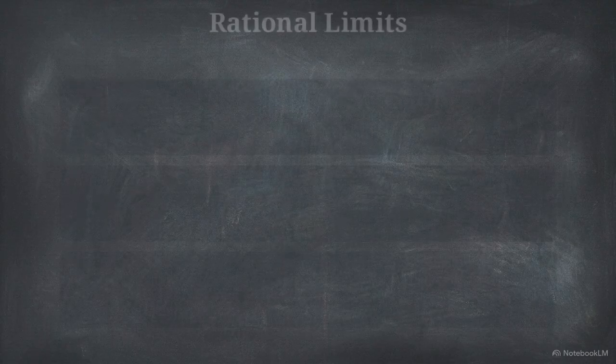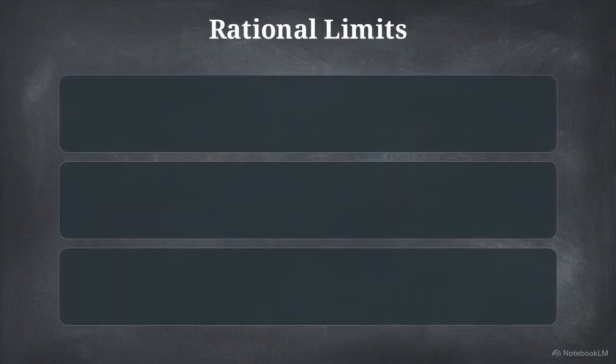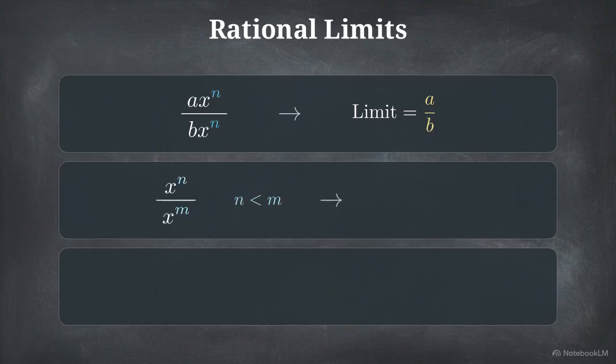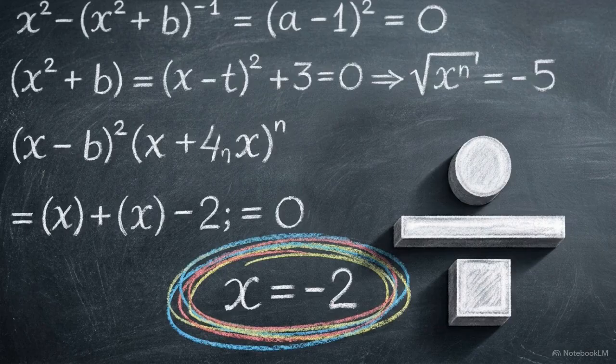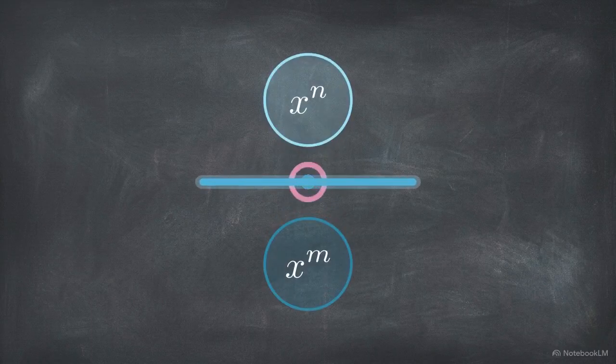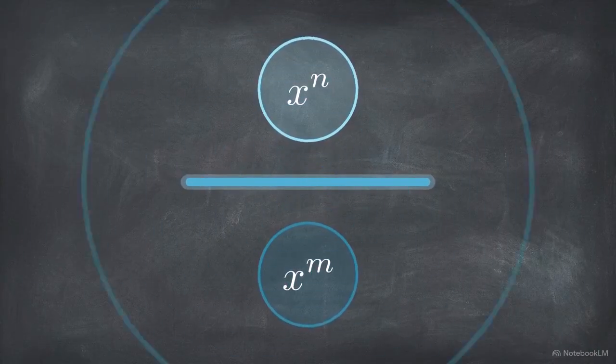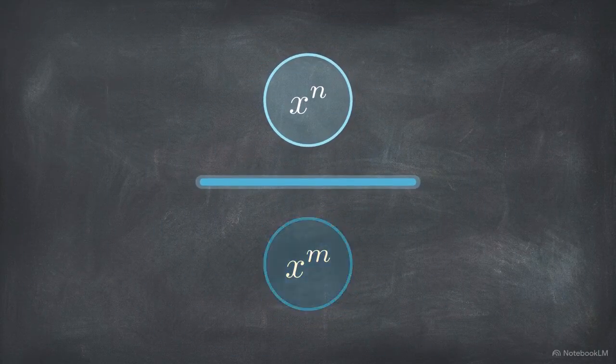We can consolidate these behaviors into a quick reference for evaluating rational limits at a glance. First, if the highest degrees match, the limit is the ratio of their leading coefficients. Second, if the denominator has the higher degree, the limit is always 0. And third, if the numerator has the higher degree, the limit will be positive or negative infinity. These shortcuts allow you to verify your work instantly, but remember the underlying algebraic division. It is the process that proves why these end behaviors exist.